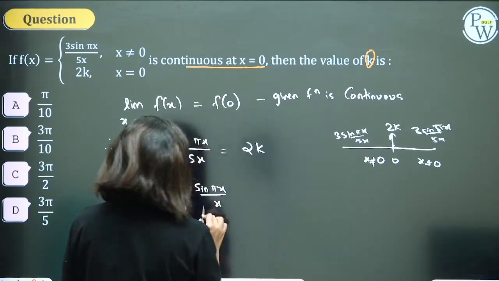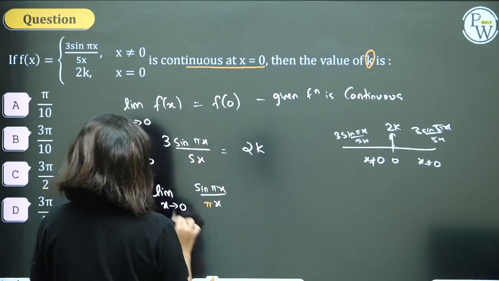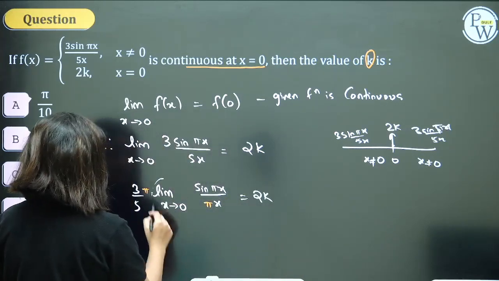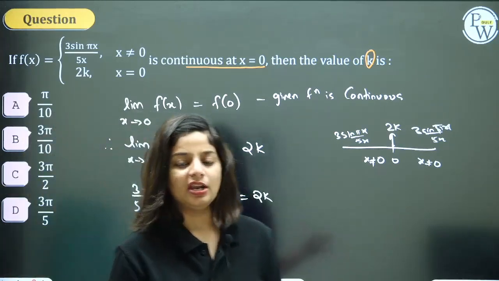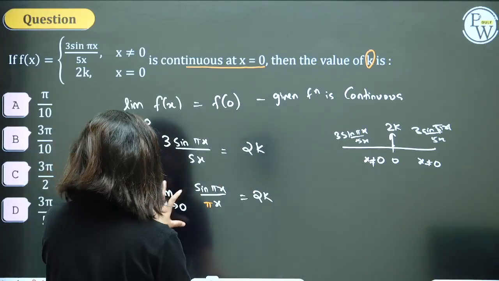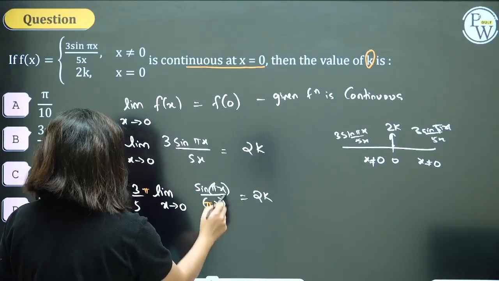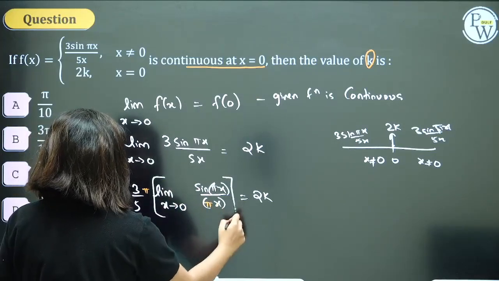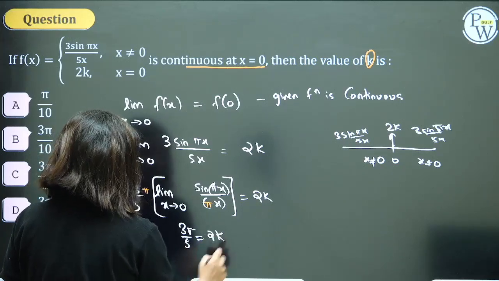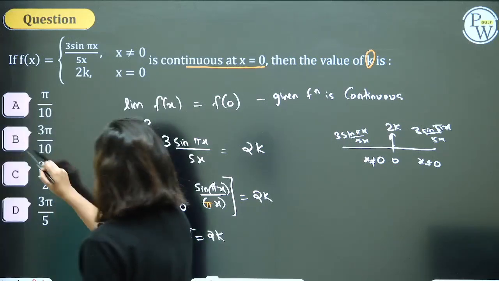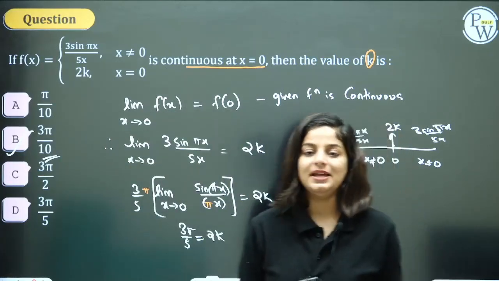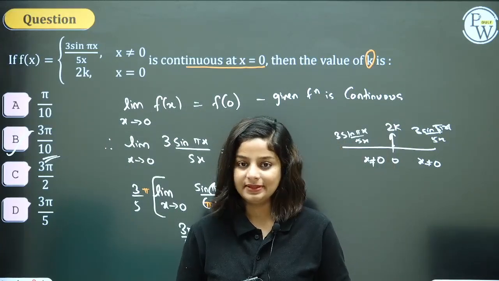Multiply and divide by pi. Why? So that this becomes a nice, beautiful limit formula whose value is 1. Same. This is 1. And we have 3 pi by 5 equal to 2k. From here 2 comes here, k is equal to 3 pi by 10. Option B is the correct answer to this.